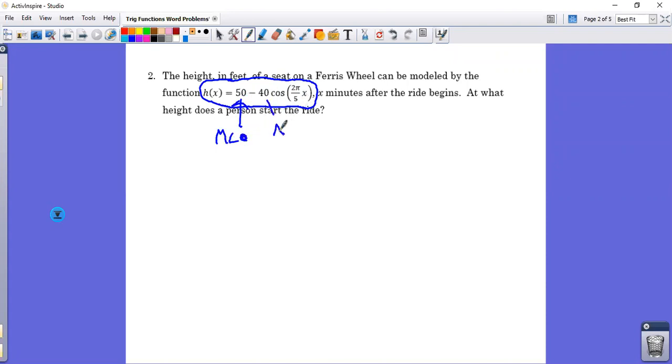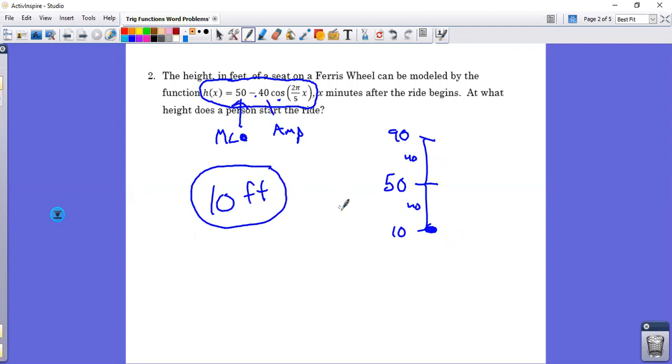There's your amplitude, right? So what height does the person start the ride? Well, that's the same question, right? 50 is the midline. If 40 is the amplitude, then it's going to go up to 90 feet as the highest, 10 feet is the lowest. It's a negative cosine. So where do they start the ride? Just like I was saying, at 10 feet at the bottom.